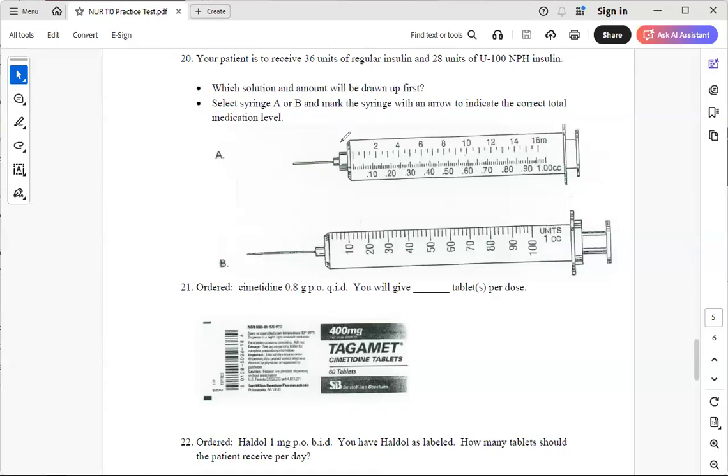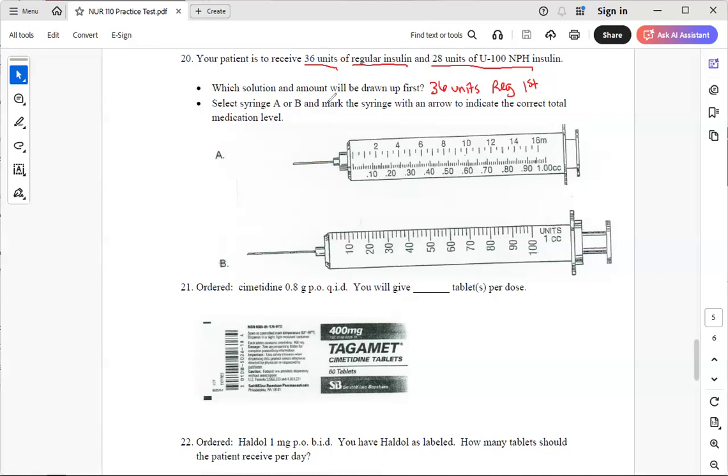So for this question, and you'll see this next semester, it says your patients should receive 36 units of regular insulin and 28 units of NPH, U100 NPH. So I always like to write some information. The solution and amount to be drawn up first is going to be 36 units of regular first. Okay, so you want to make sure you have your 36 units of regular first.